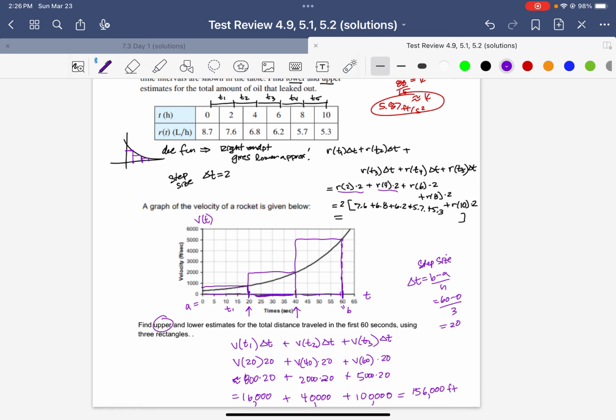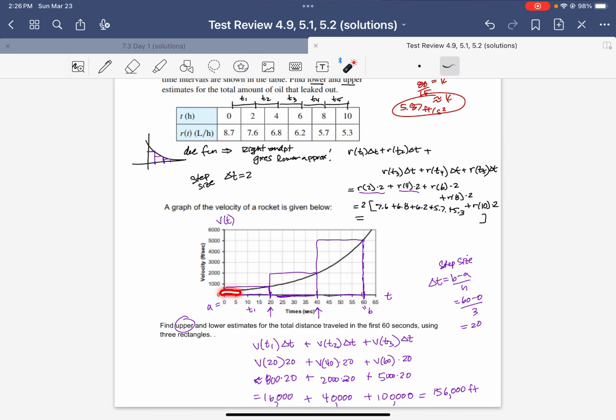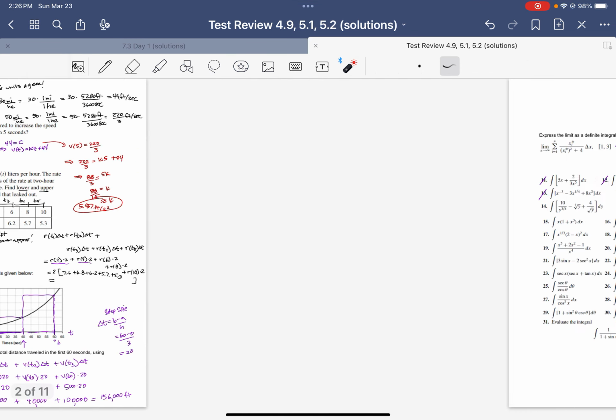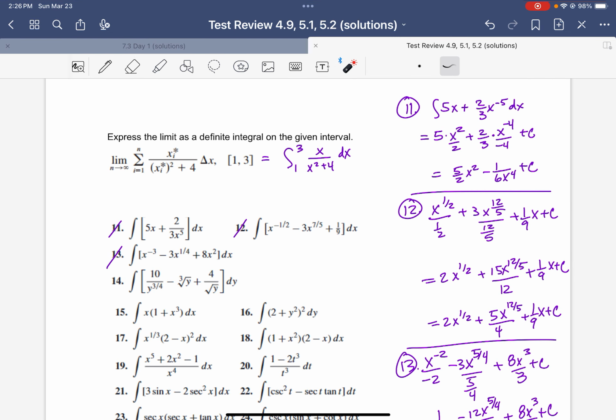In this case, that would be using the left-hand endpoints, because it's an increasing function. Written in interval notation, it's going to be an integral from 1 to 3 because they give me the bounds of integration. Everywhere you see an x sub i, that's just a sampling point inside of your function. So if it's x sub i divided by x sub i squared plus 4, then your function is x over x squared plus 4, and your delta x turns into dx in the limit. So that would be your answer.